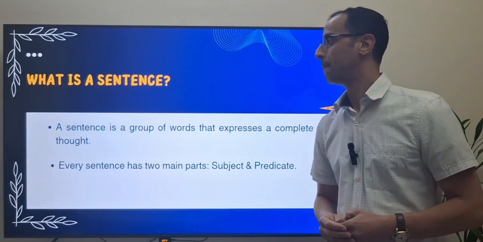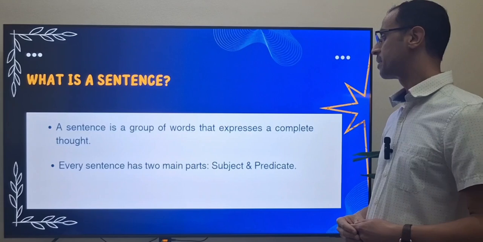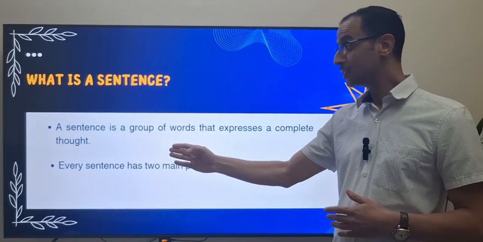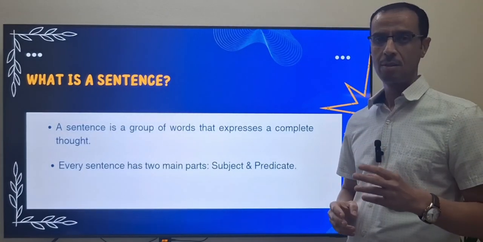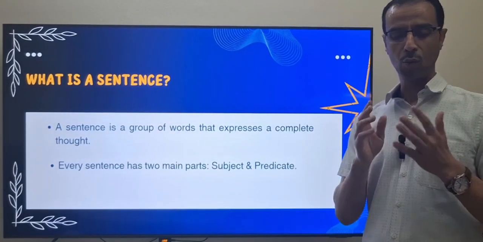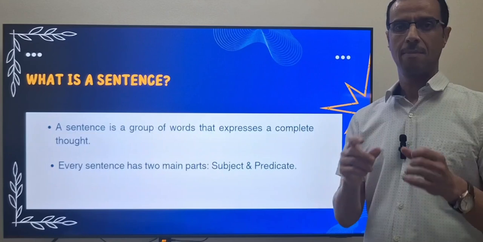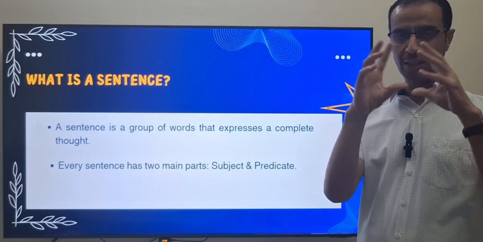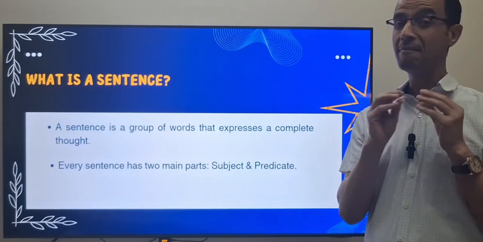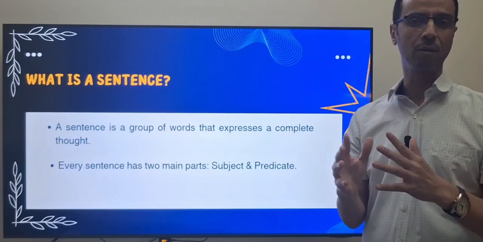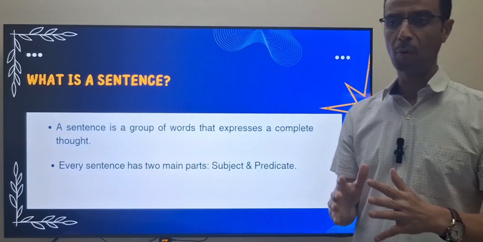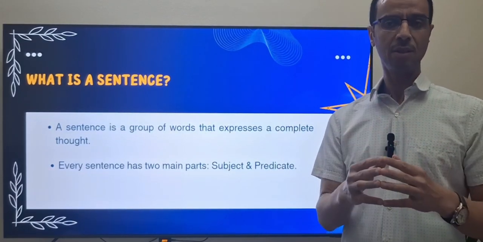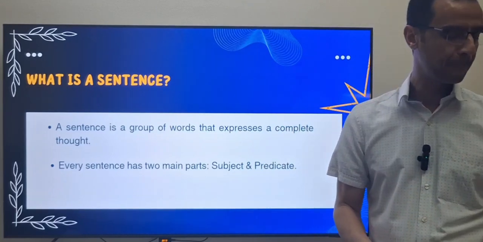What is a sentence? A sentence is a group of words that expresses a complete thought. And every sentence has two main parts, the subject and the predicate. So to make a sentence, there should be two main things. One of them, the sentence itself should express a complete thought. And what is more important, that should also be grammatically correct. There should be a subject and there should be a predicate.